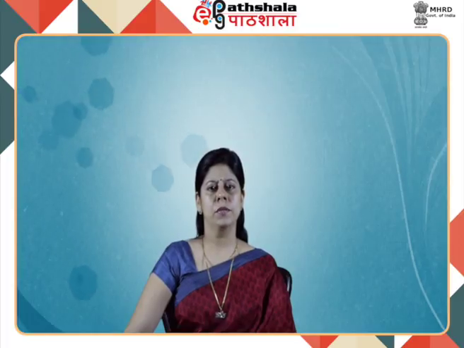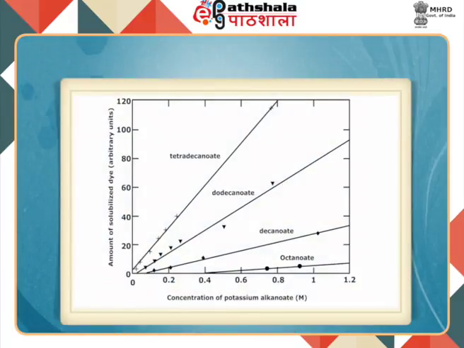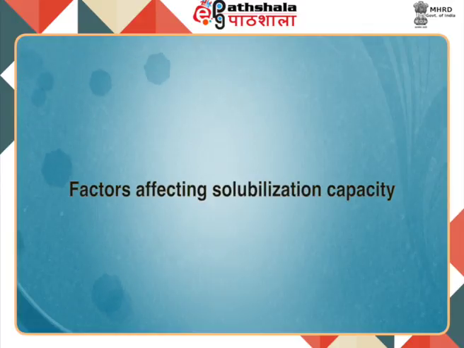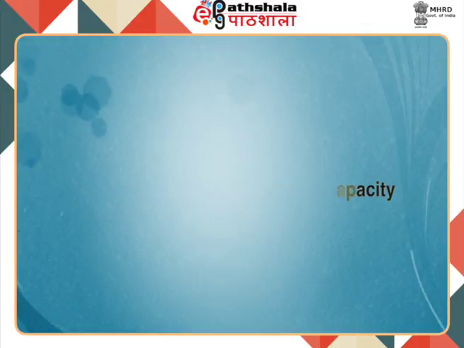As mentioned earlier, the solubility stays very low until the CMC is reached, while above the CMC it increases rapidly and almost linearly with the surfactant concentration. This is shown in this figure, where we have used four surfactants and we have seen that the solubilization of dye increases linearly after the CMC values. Let us see some factors affecting solubilization capacity.